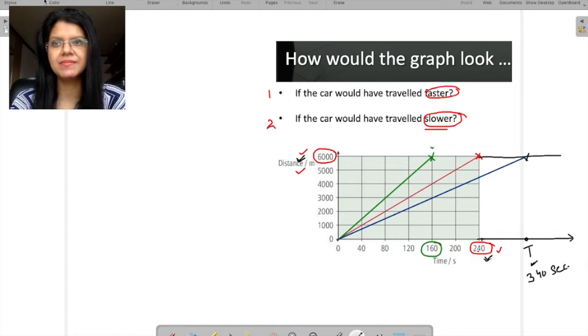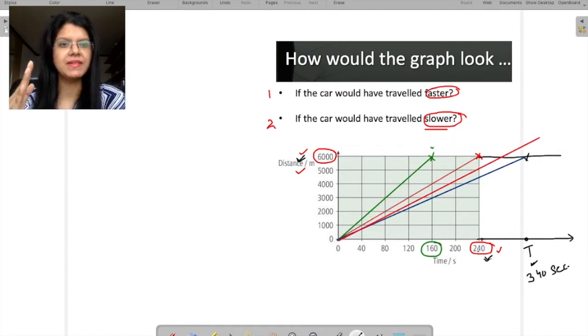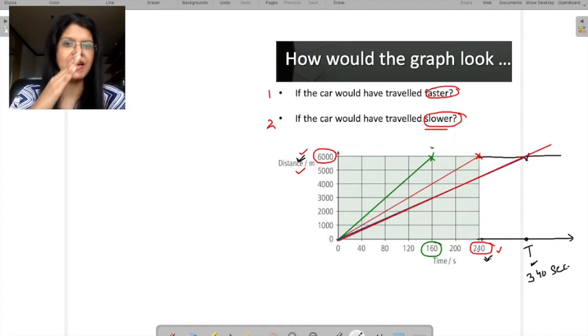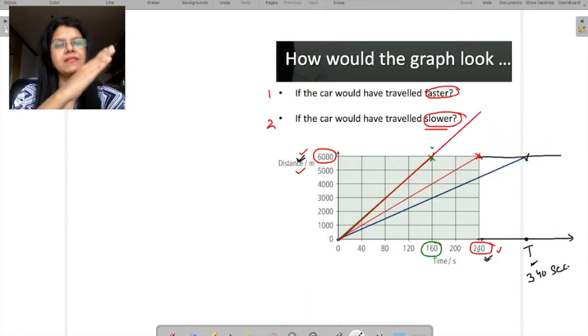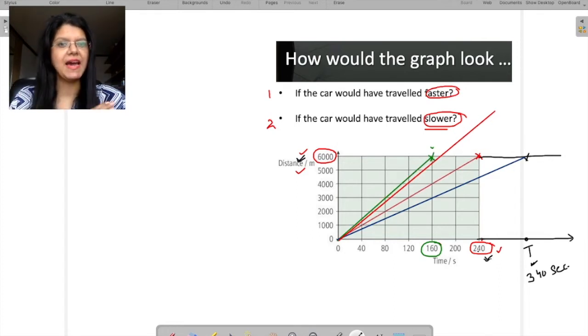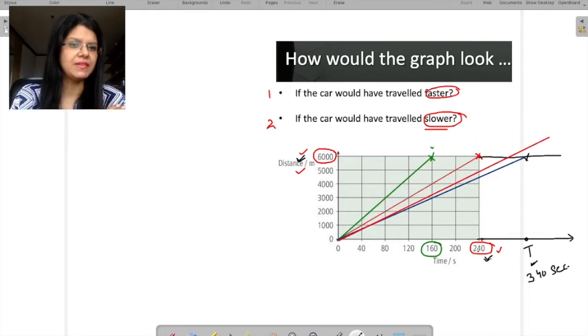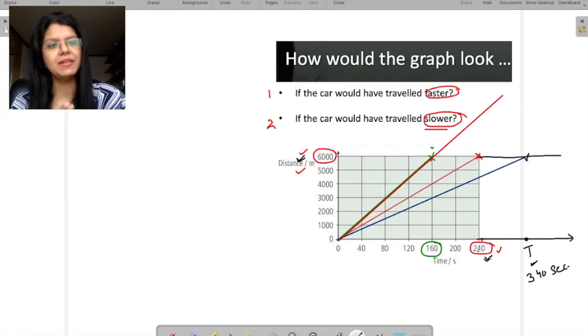Earlier the line was something like this. Faster, the gradient has increased, right? The graph has become steeper. Slower, the gradient has gone down. So as the speed is increasing, the gradient or the slope of the line is increasing. As you are moving slow, the gradient is decreasing. The steepness is going down when you are slow. The steepness is going up when you are fast, right?